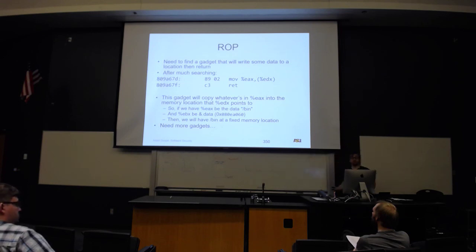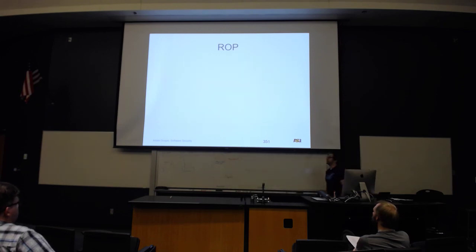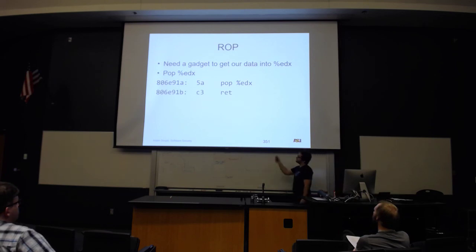So we need a couple of gadgets to make this happen, right? So now we figured out the write, this last step. The first two steps are still a little mysterious. You're not fully sure how you'll accomplish that. So first, let's figure out how to get data into EDX. Well, a good way to get data into something is to pop it off the stack, especially when you control the stack. And so we find a gadget that does pop EDX, and ret.